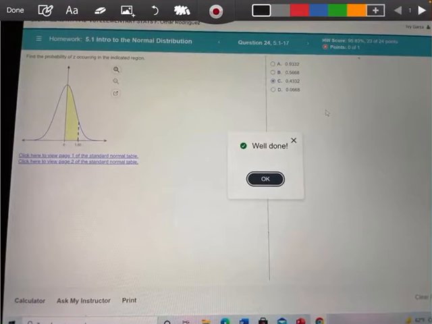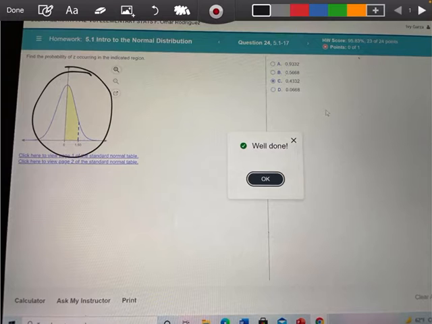All right, so y'all, this is a question out of the homework from 5.1, and the student got the question right, but they had a couple of questions about it, so I just kind of want to go over this here. So let's see, it says, find the probability of Z occurring in the indicated region. Okay, so I want to show you the region that we're looking at. It's obviously this region right here.